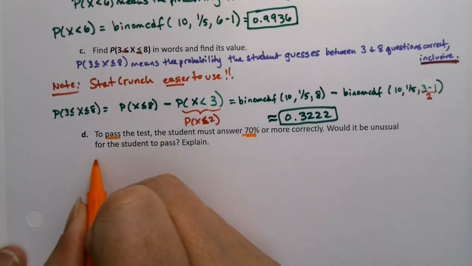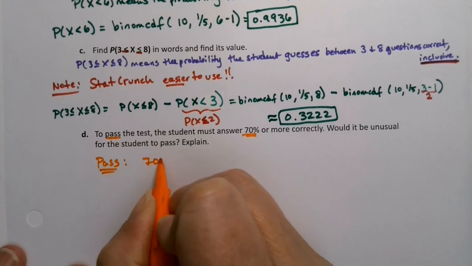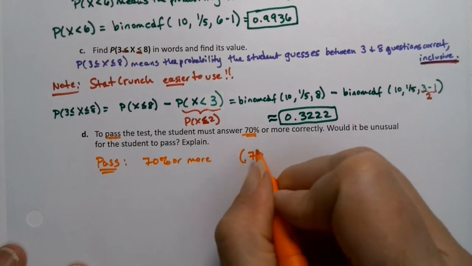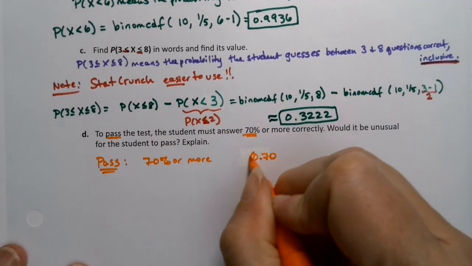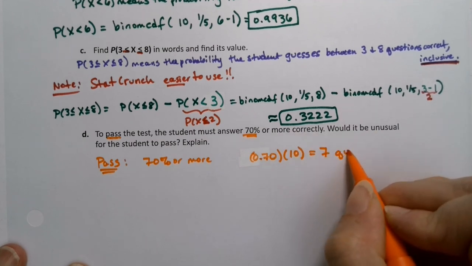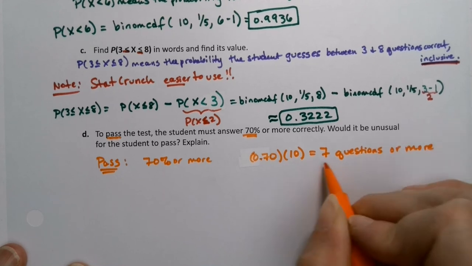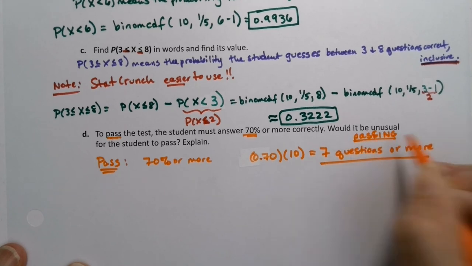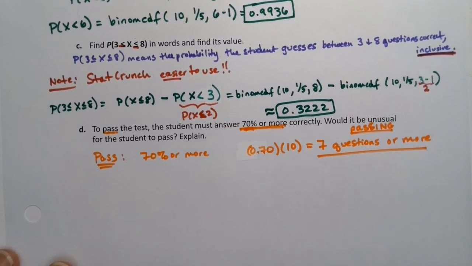Okay, so if they want to pass, let's figure out what that is. They want to be 70% or more. What's 70%, which is 0.70? Let me do it this way. 0.70 times, there were 10 questions, which is 7 questions correct. So if they're going to pass, they need 7 questions or more correct. I could spell passing. There we go. So passing would be 7 questions or more. That's just a little bit of logic, right?